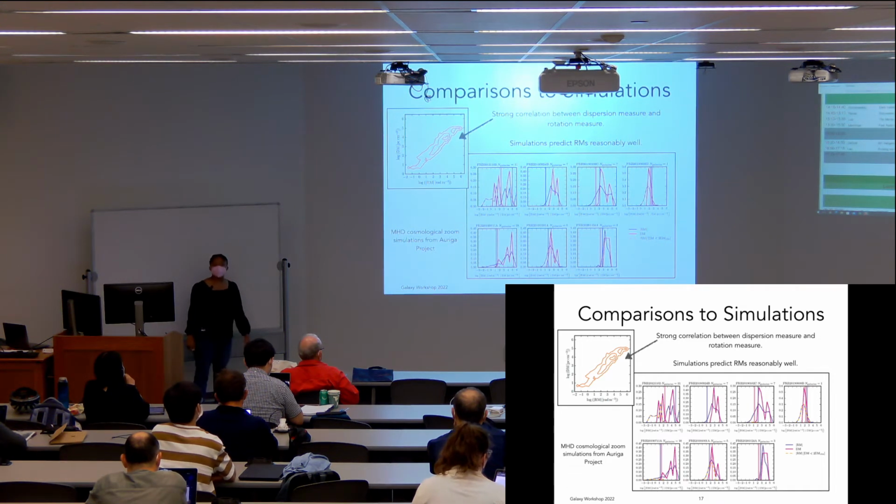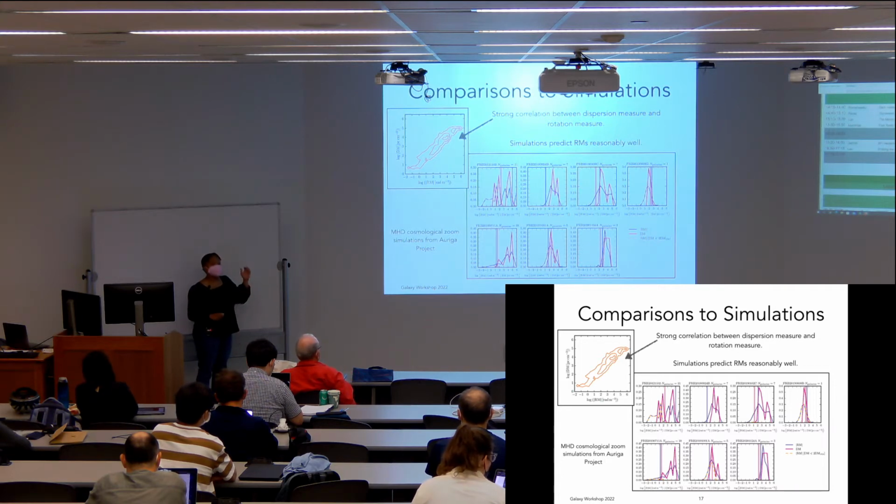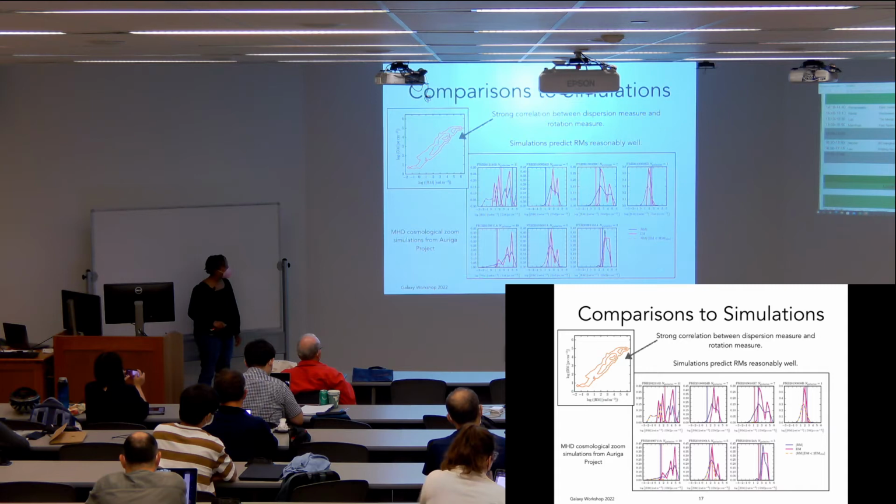And then we also take a look at how this compares to simulations. So this just shows rotation measure and dispersion measure on a log-log scale. And we see a very strong correlation between rotation and dispersion measures in the simulation itself. And then here we show PDFs for rotation measure and dispersion measure as predicted by the simulations. In pink is the dispersion measure, purple is rotation measure. And with these predictions, our measured values are these vertical lines that you can see.